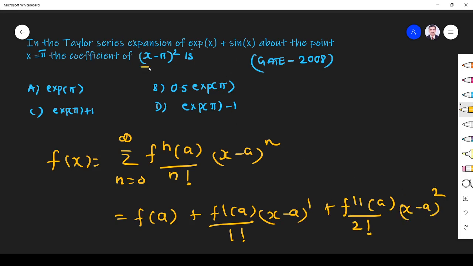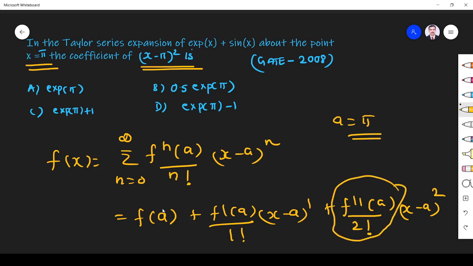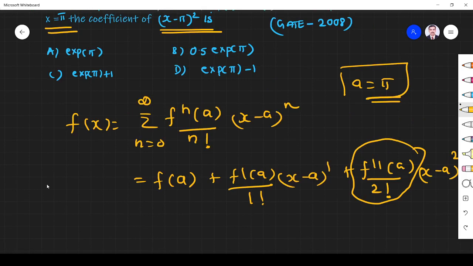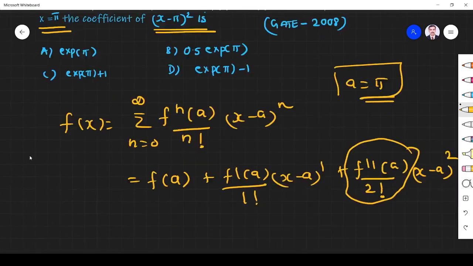What they ask is, here x is equal to pi, right? Instead of a, we have a is equal to pi here, right? So this factor they ask. This is the coefficient of (x minus pi) whole square because a is equal to pi, right? So what I have to find is f double dash of a by 2 factorial.